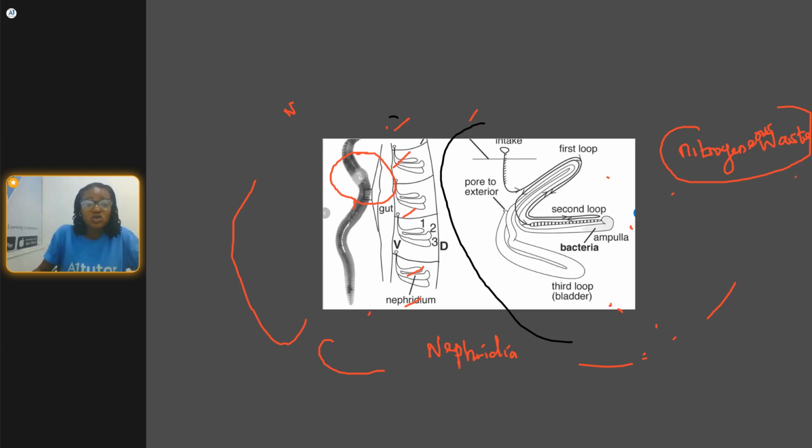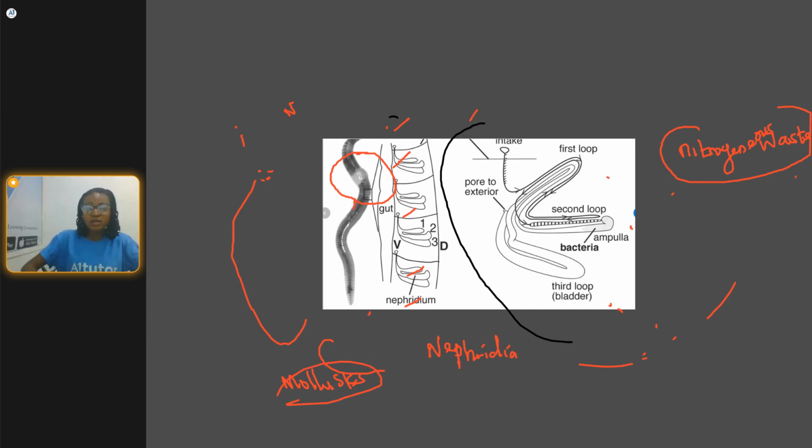The question can come in any form, in any way. So you need to take note of the different waste products of the different organisms by their different structures. If you put your mind to it, it's not something that is difficult. You just have to focus and concentrate, then you grab it. So this is for the nephridia, and you can see it in earthworms. You can also see it in mollusks.